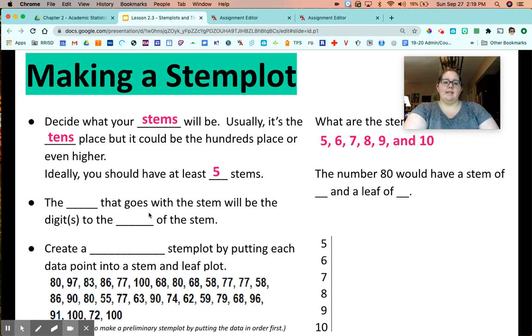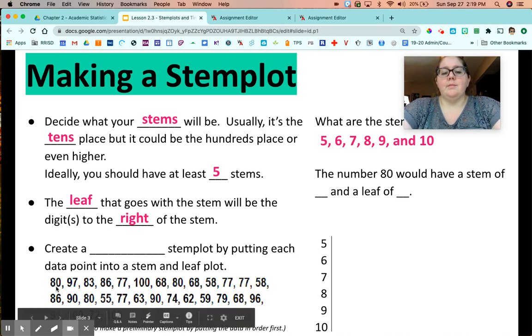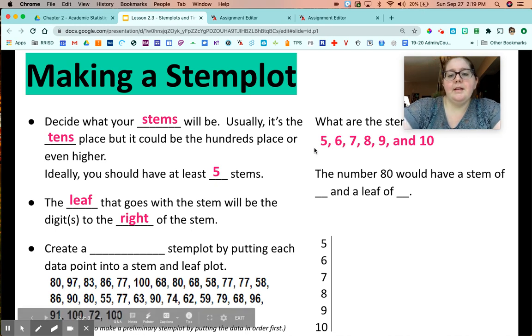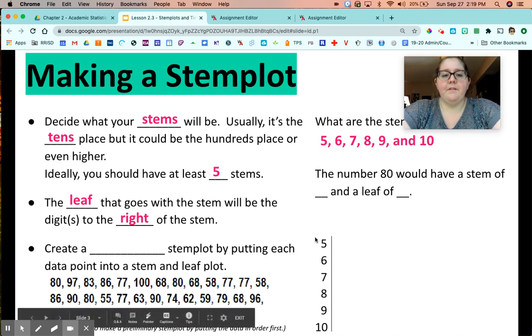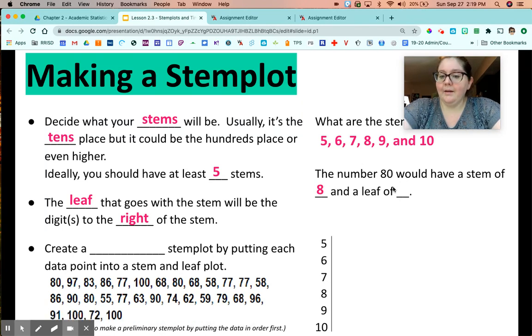So the next thing is the leaf. So it's the stem and leaf plot. The leaf that goes with the stem will be the digit that's to the right of the stem. So in our case, if our tens place is our stem representing 50s, 60s, 70s, the leaf will be the number that comes out in the ones place, basically. So 52, 2 would be the leaf. 67, 7 would be the leaf. So for example, right here, the number 80 would have a stem of 8 and a leaf of 0.